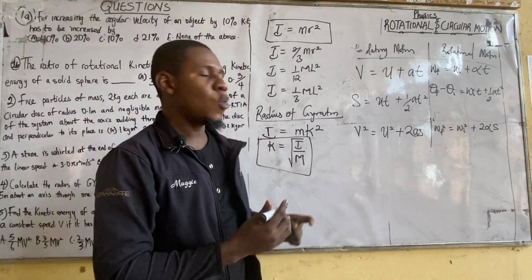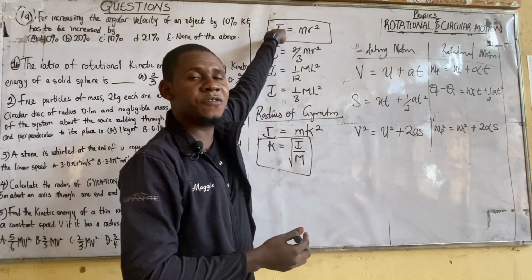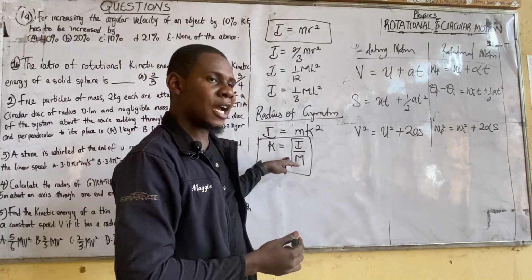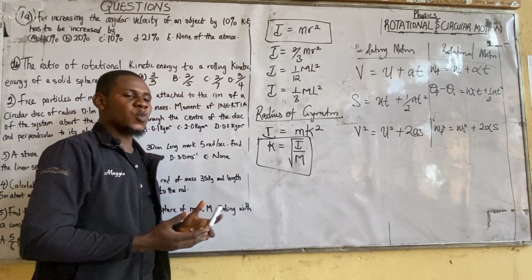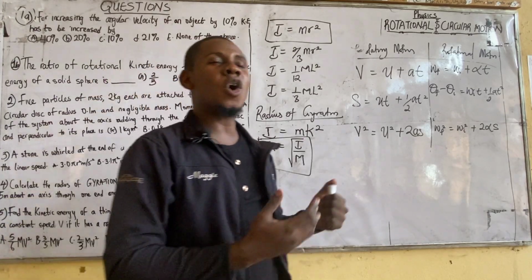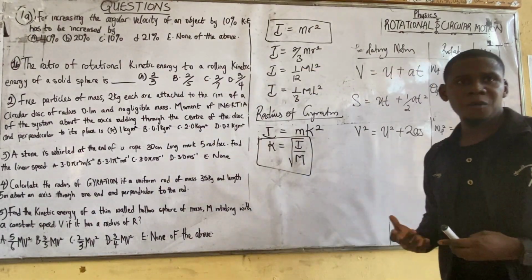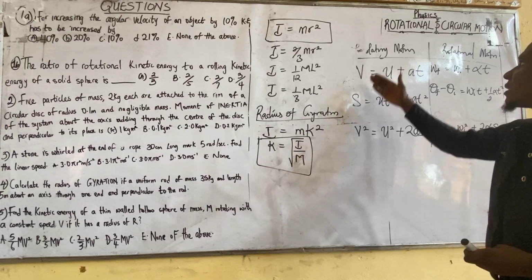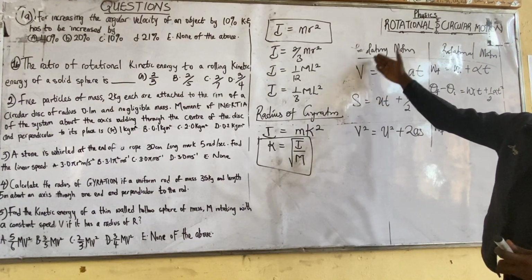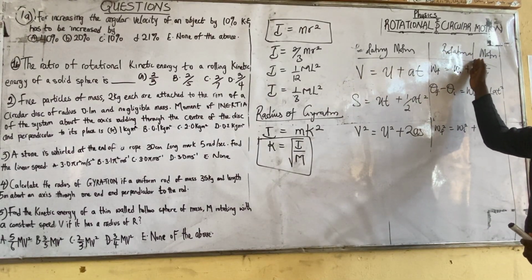Remember, questions can be given here, and we are going to use the moment of inertia of the given body to relate and then be able to get its radius. Next, we also have the conservation principle of the moment of inertia. Like I told you before, whatever exists in translatory motion or linear motion also exists in rotational motion.